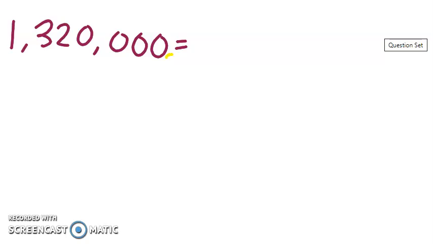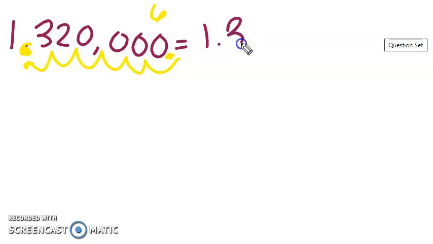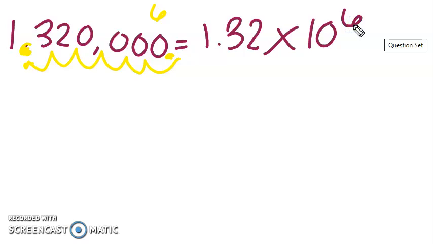So right now, because there's no decimal shown, it's at the very, very end. And what we want is we want our decimal to end up here between this 1 and the 3. That gives us that one digit in front of the decimal. So what we're going to do is we're going to take this decimal and we're going to count how many spots we have to move it. So 1, 2, 3, 4, 5, 6. So we're moving it 6 spots. So my answer, or this number in scientific notation, is 1.32 times 10 to the 6th.